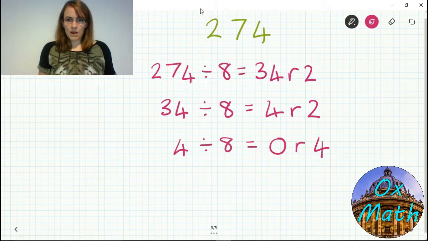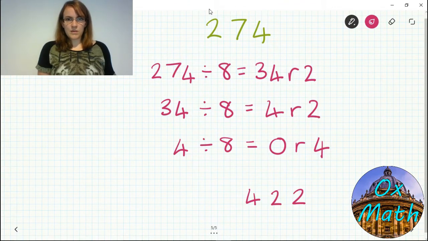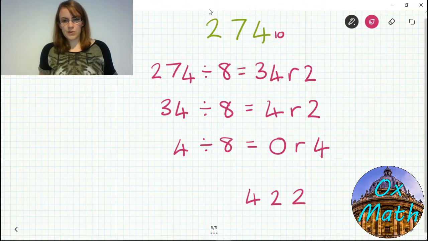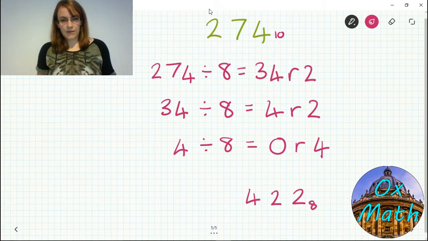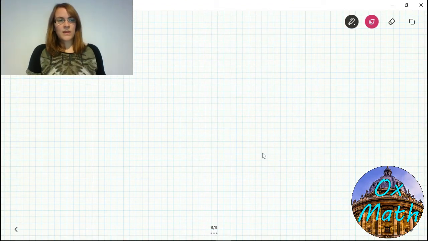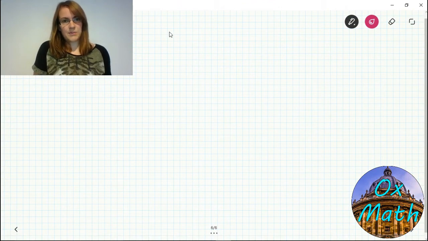So our remainders here, the 2, 2 and 4, can be used in our answer starting from the right hand side, 4, 2, 2. So 274 in the base 10 number system can be represented as 422 in the octal number system. So again, if you didn't get that answer, check your workings, have a look back at the previous section and have another go.